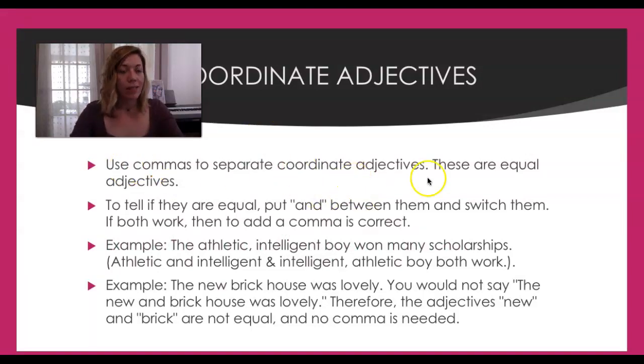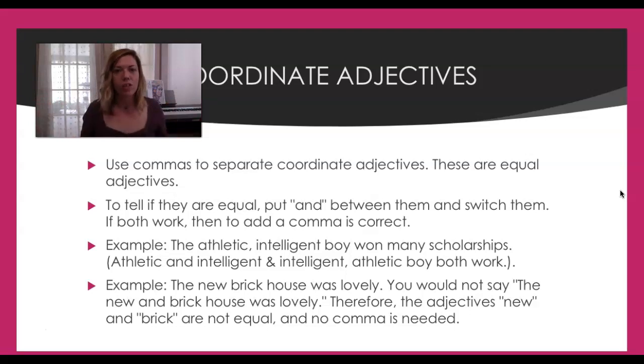We use commas to separate coordinate adjectives, but the problem is students can't tell when an adjective is coordinate or not. So when do two adjectives put together get a comma between them and when do they not? Let's figure it out. Because this is a pretty easy one to pick up some points on the ACT English if you can remember this rule and you understand it. So coordinate adjectives are equal adjectives, but how do you tell if they're equal? All adjectives aren't created equal. That doesn't make sense, right?